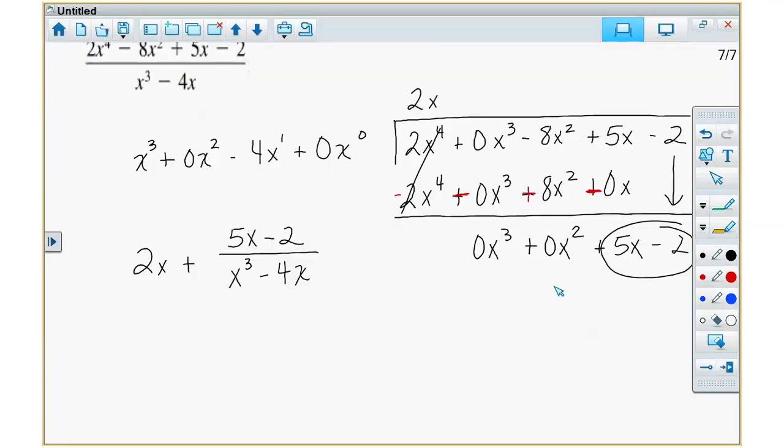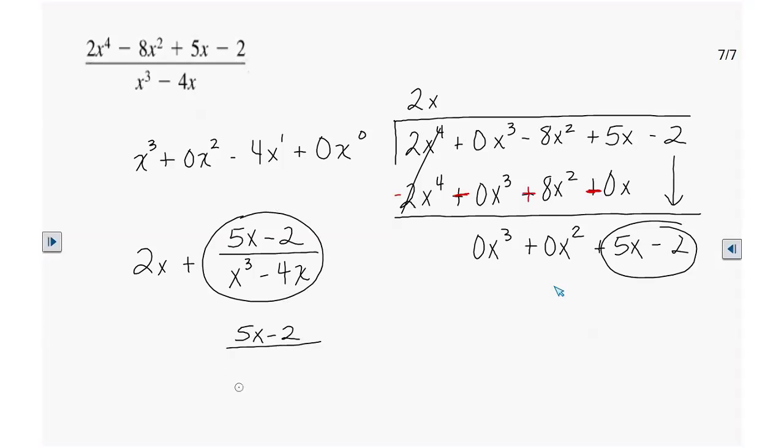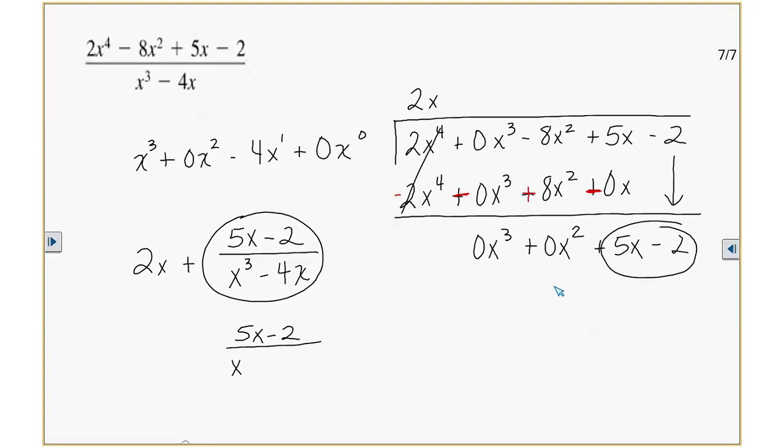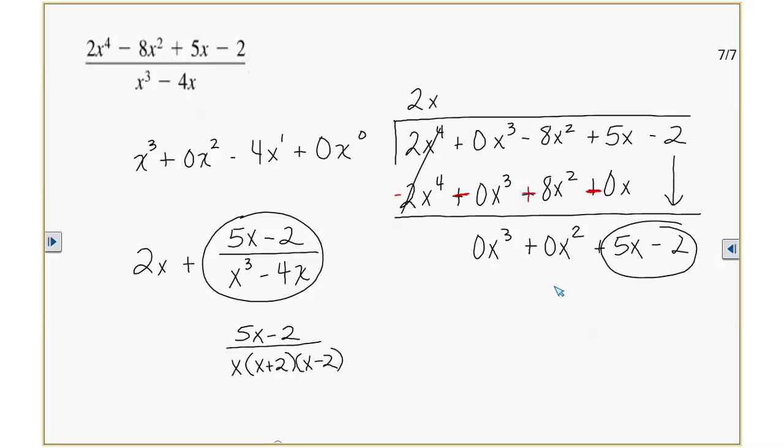So, we got the 2x. So, let's rewrite this, and we're going to factor this. I'm just going to focus on this. So, 5x minus 2 over x, and that's going to leave me with x squared minus 4, which is x plus 2, x minus 2. Which shortcut is that? Shortcut number 3, Hubert. That's right, class.